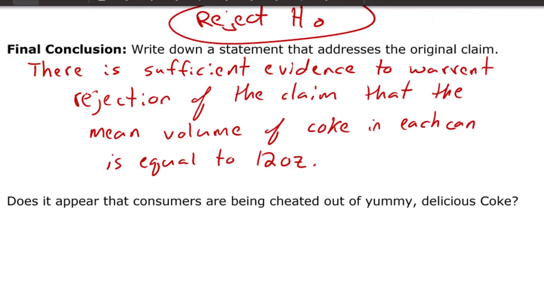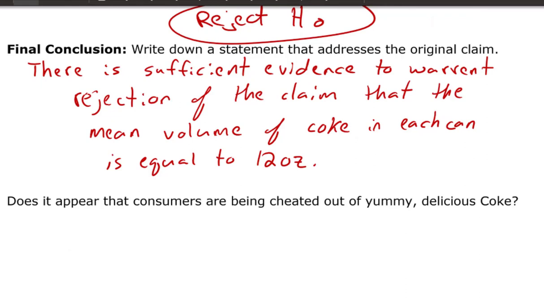Okay, so I basically put in my final conclusion straight from the flowchart. There's sufficient evidence to warrant rejection of the claim that the mean volume of Coke, and then I put in each can or whatever, is equal to 12 ounces. Or you can say, yeah, the mean volume for Coke cans is equal to 12 ounces right there. You have enough evidence to reject that idea.